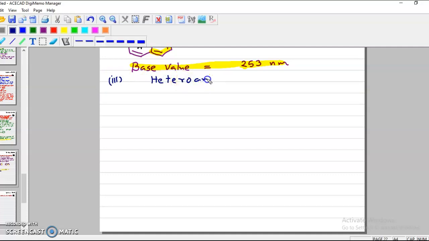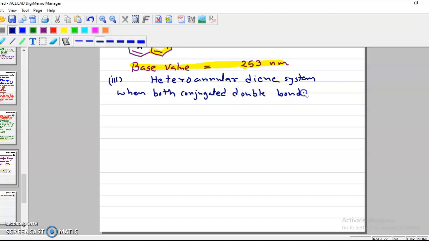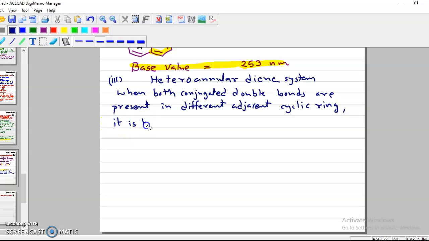Now the next one is called heteroannular diene system. Here, when both conjugated double bonds are present in different adjacent cyclic rings of any number of members, it is known as heteroannular diene system.